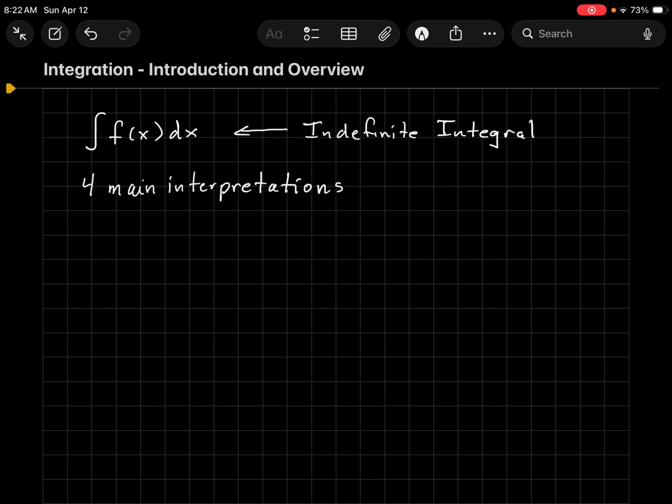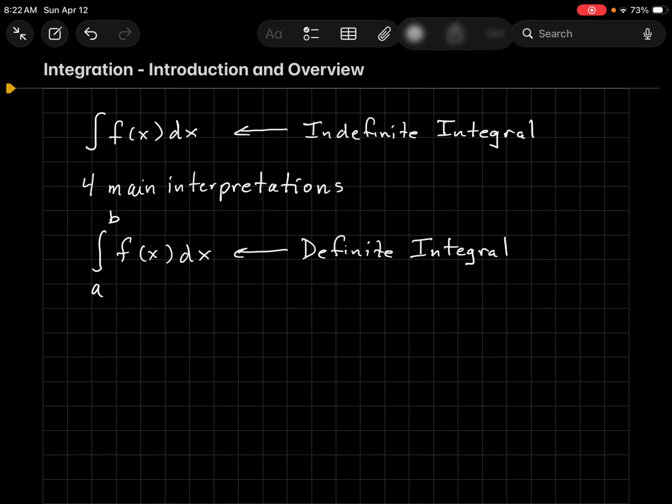And then if we were to write it something like this, where I have numbers on the bottom and top, which are called limits, we call this one a definite integral. And we'll see why as we go along in this video and or subsequent videos. But let's look at our first interpretation.